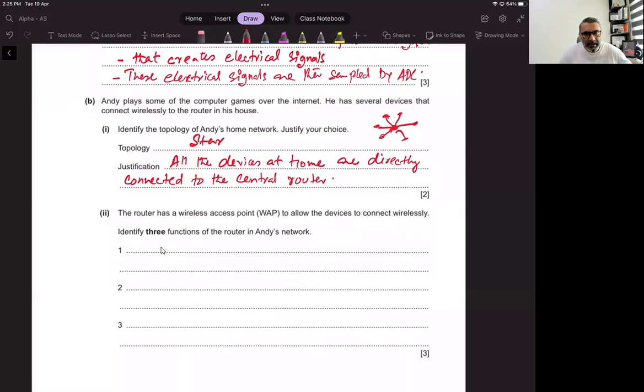All right. The router has a wireless access point to allow the devices to connect wirelessly. Identify three functions of the router in Andy's network.